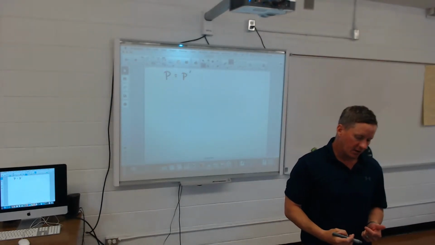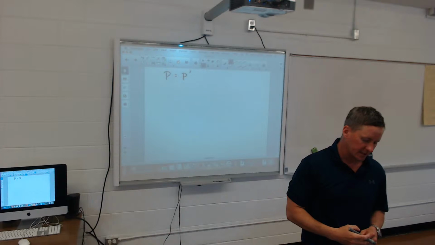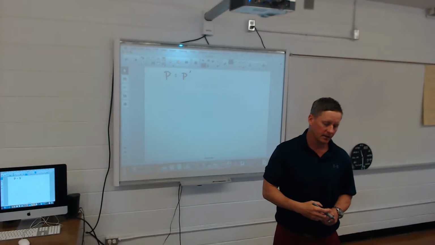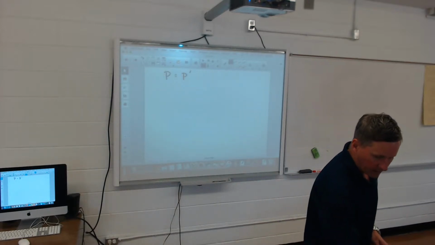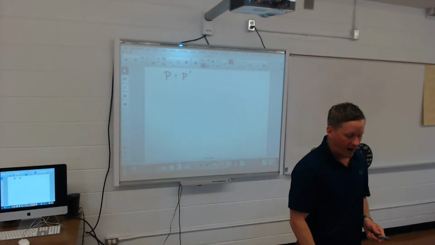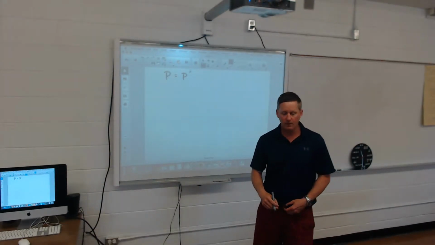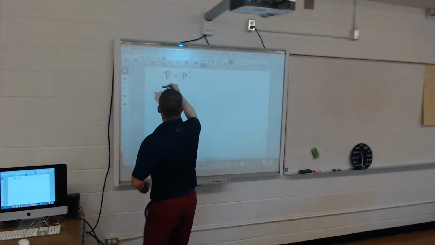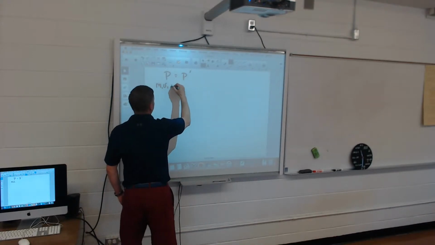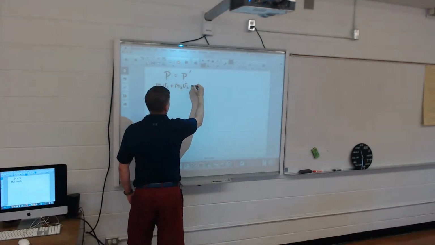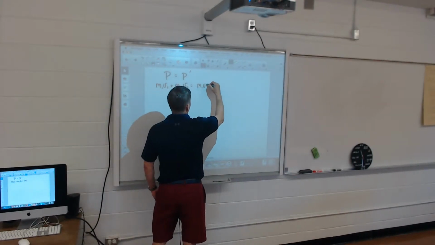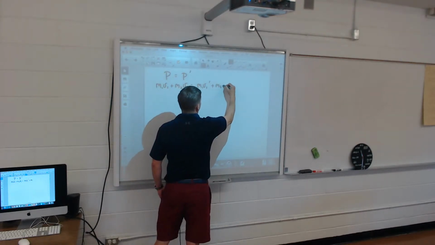If the net external force acting on any object or system of objects is 0, then the total momentum of the object or system of objects remains constant. Okay, so when you're finding momentum, if you have 2 objects, I can add the momentum together beforehand. So that's my momentum beforehand, and that should equal my momentum after.